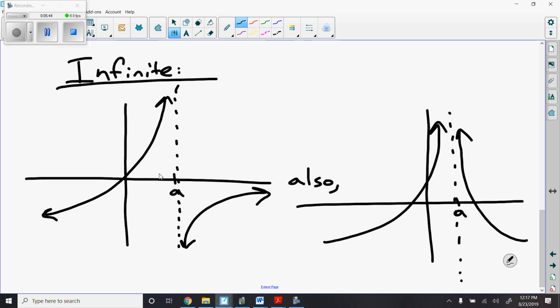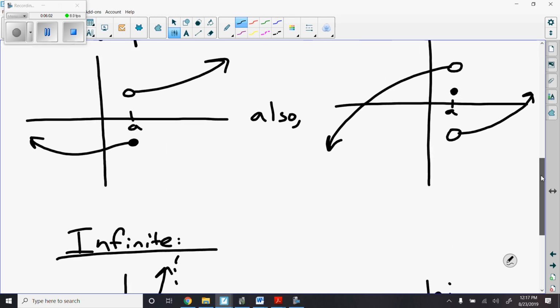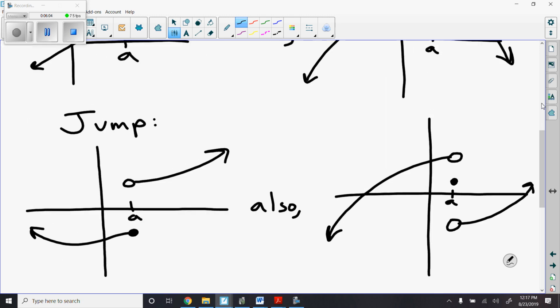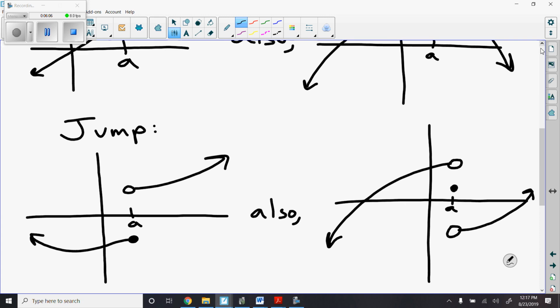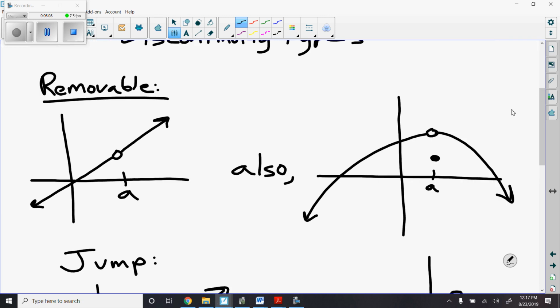So let's go back, and after the words removable, jump, and infinite, I'm going to add in some stuff in terms of limits. So how can we identify these if we don't have a graph? How do we know if something is a removable discontinuity, or a jump discontinuity, or an infinite discontinuity without a picture? So take a look here at removable.